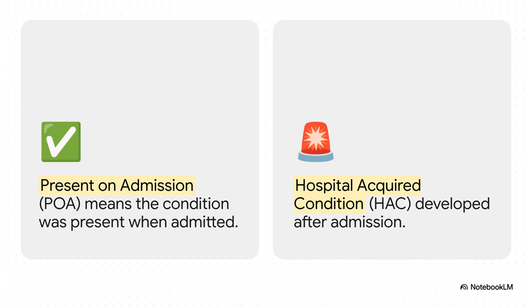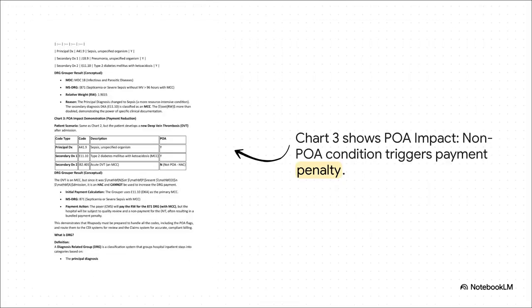Now, what's really interesting about this slide is just how massive the stakes of that POA flag are. Consider a scenario where a patient comes in for sepsis and diabetes, but then develops a deep vein thrombosis, a DVT, after they are admitted. Normally, a DVT is a major complication that would bump up the DRG payment. However, because it's flagged as N for not present on admission, it turns into a hospital-acquired condition. Because of that, the grouper absolutely will not use it to increase the payment.